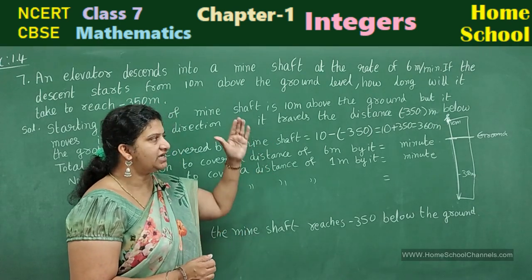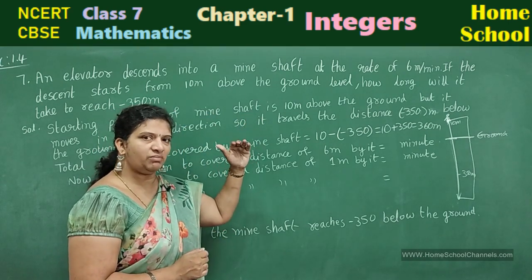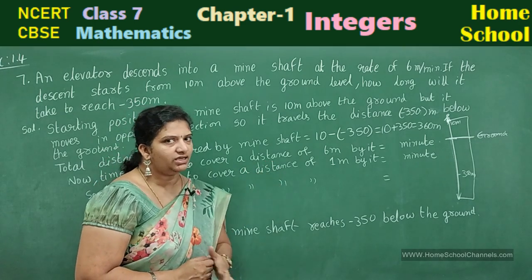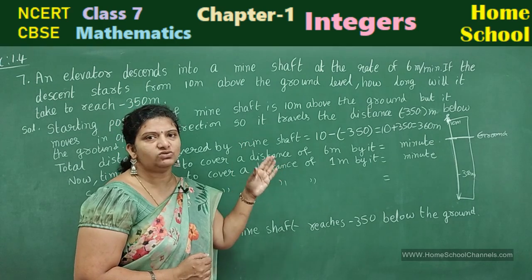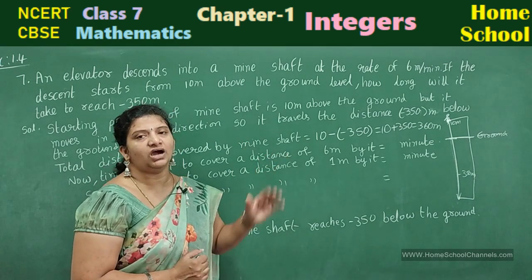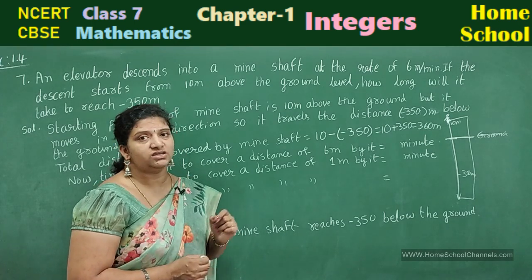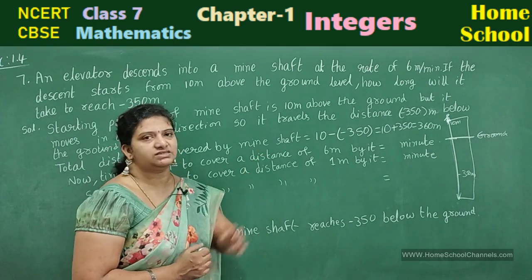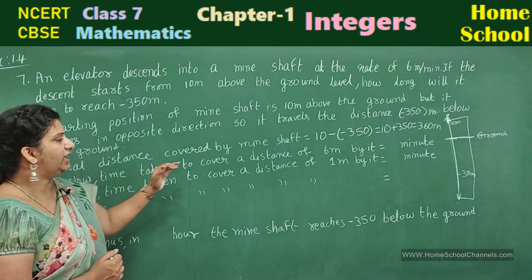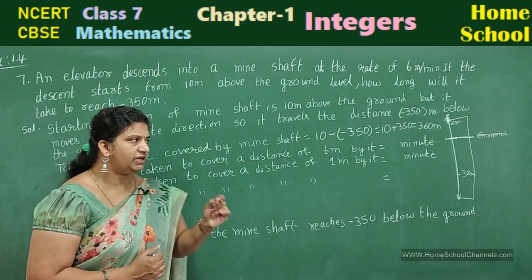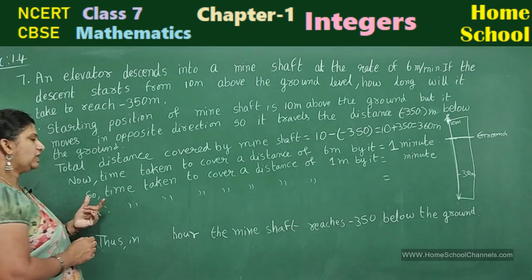The mine shaft starts from 10 meters above the ground. Above the ground it is positive. Below the ground it is given as negative. So from 10 you subtract minus 350, and you are going to get the total distance. What is the total distance? The elevator moves 360 meters.